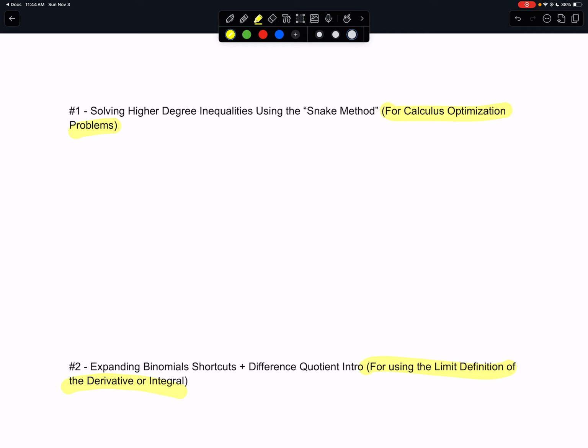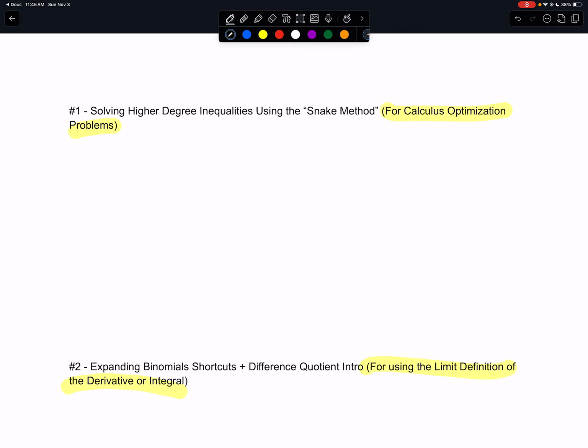This is important for calculus optimization problems. We talked a bit about optimization in the previous videos, geometry needed for calculus, where we find these relationships and so on. I talked about how that can be used to find the maximum or the minimum of something. So of course, you will need to solve higher degree inequalities, especially if we have something like this.